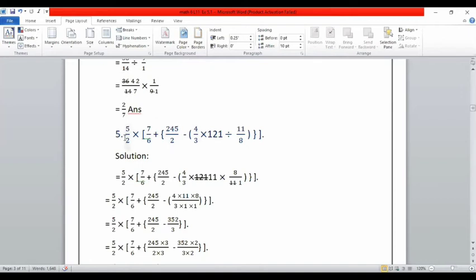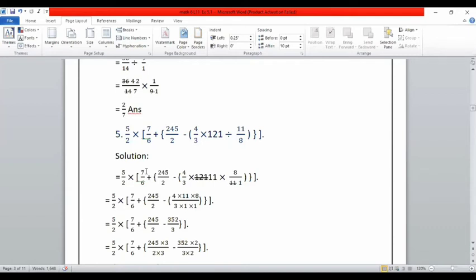Okay, dear, we have question number 5. Dear student, here 5 over 2 multiplied by large bracket started, 7 over 6 plus curly bracket started, 245 over 2 minus small bracket started, 4 over 3 multiplied by 121 divided by 11 over 8, and bracket over, curly bracket over, large bracket over. Now here we have to remove the brackets directly.